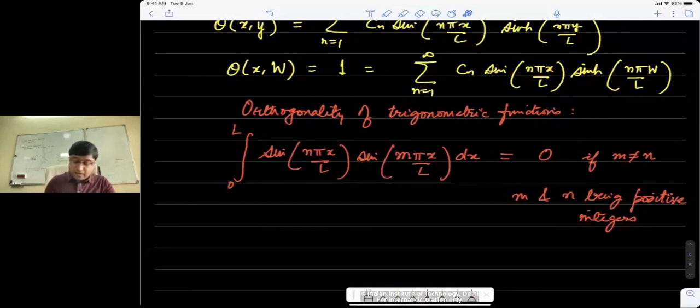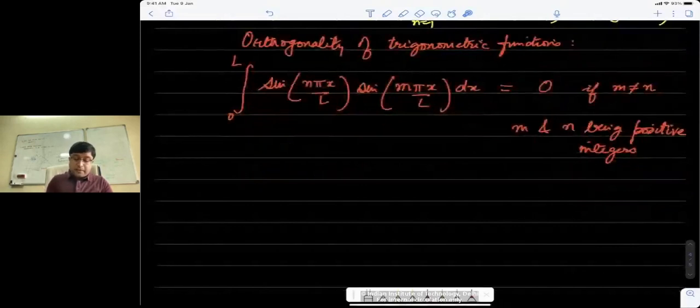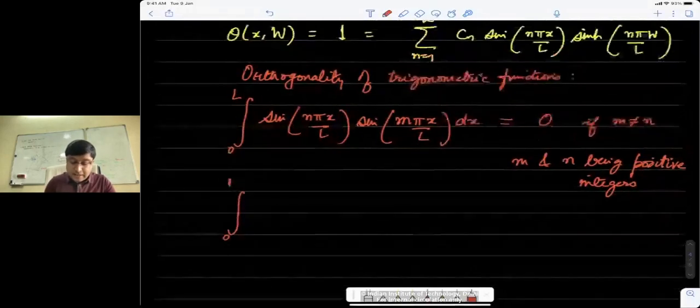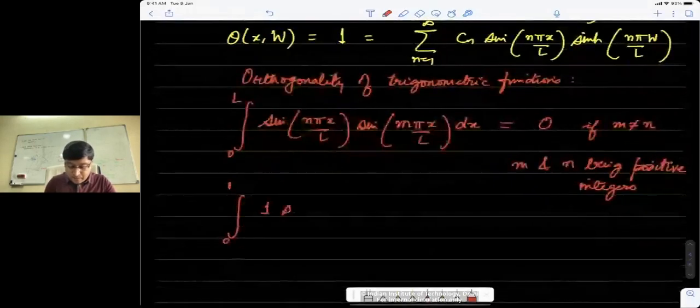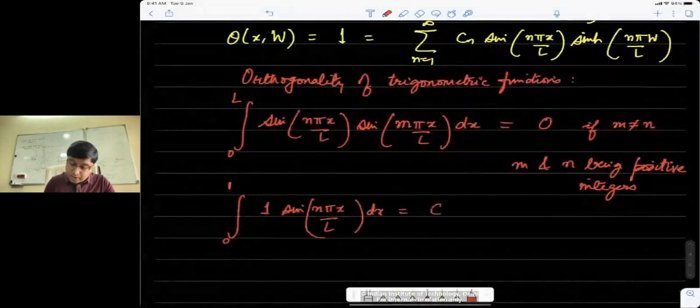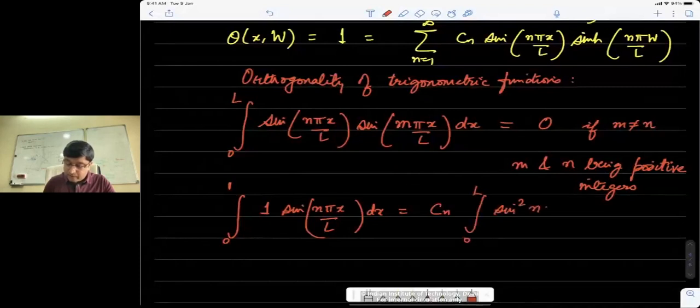So I can keep doing that. If you do this, multiply by a specific value of n, what we get is, and I'm going to now take a little liberty with my symbols. Let's say I multiply both sides by sine n pi x by L. So we'll get 1 times sine n pi x by L dx equal to Cn, integral 0 to L of sine square n pi x by L into sine hyperbolic n pi W by L, which is anyway a constant, dx.